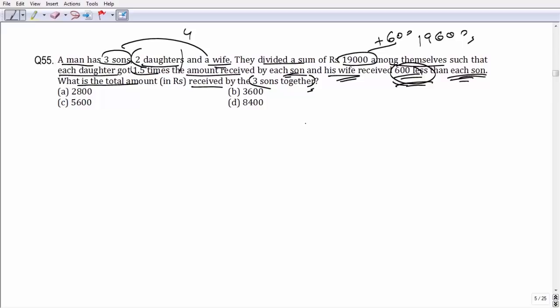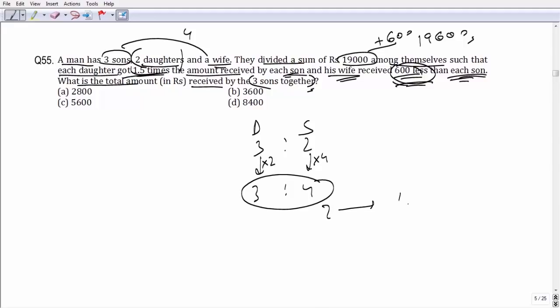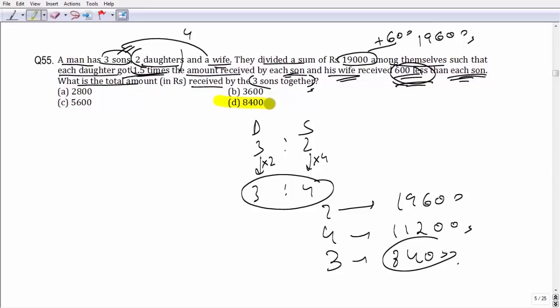Now, let's just say that son and daughter have a ratio of 2:3 for the amount that each person gets, from this 1.5 times. So the total amount given away would be twice of this and 4 times of this, which leaves the final ratio to be 3:4. Now, this sum of 7 units is 19,600 rupees, which leaves the value of 4 to be 11,200 rupees, with which we can say that the value of 3, that is for the three sons, would be 8,400 rupees, leaving behind option number D as your answer.